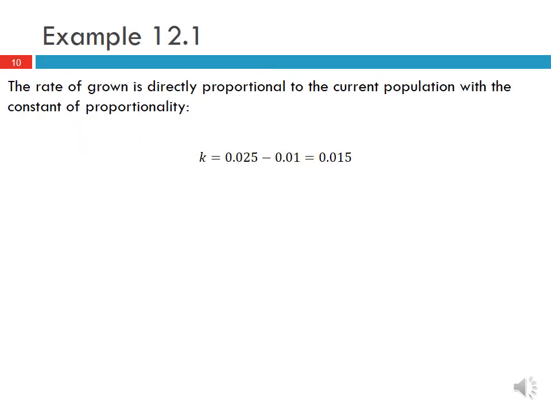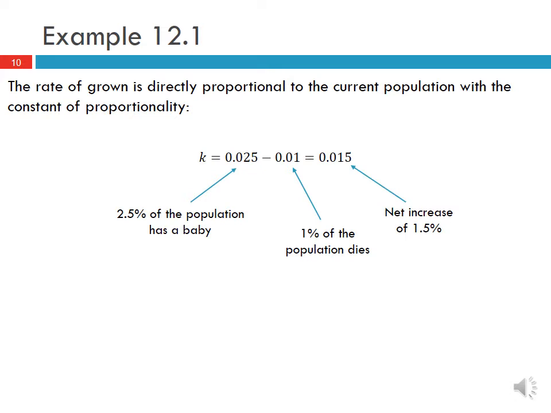So the rate of growth is directly proportional to the current population with a constant of proportionality k, where k is equal to 0.025, which is the birth rate, minus 0.01, which was the death rate. So we get this net increase of 0.015, or 1.5% increase in population. So this is the constant of proportionality for our growth rate.